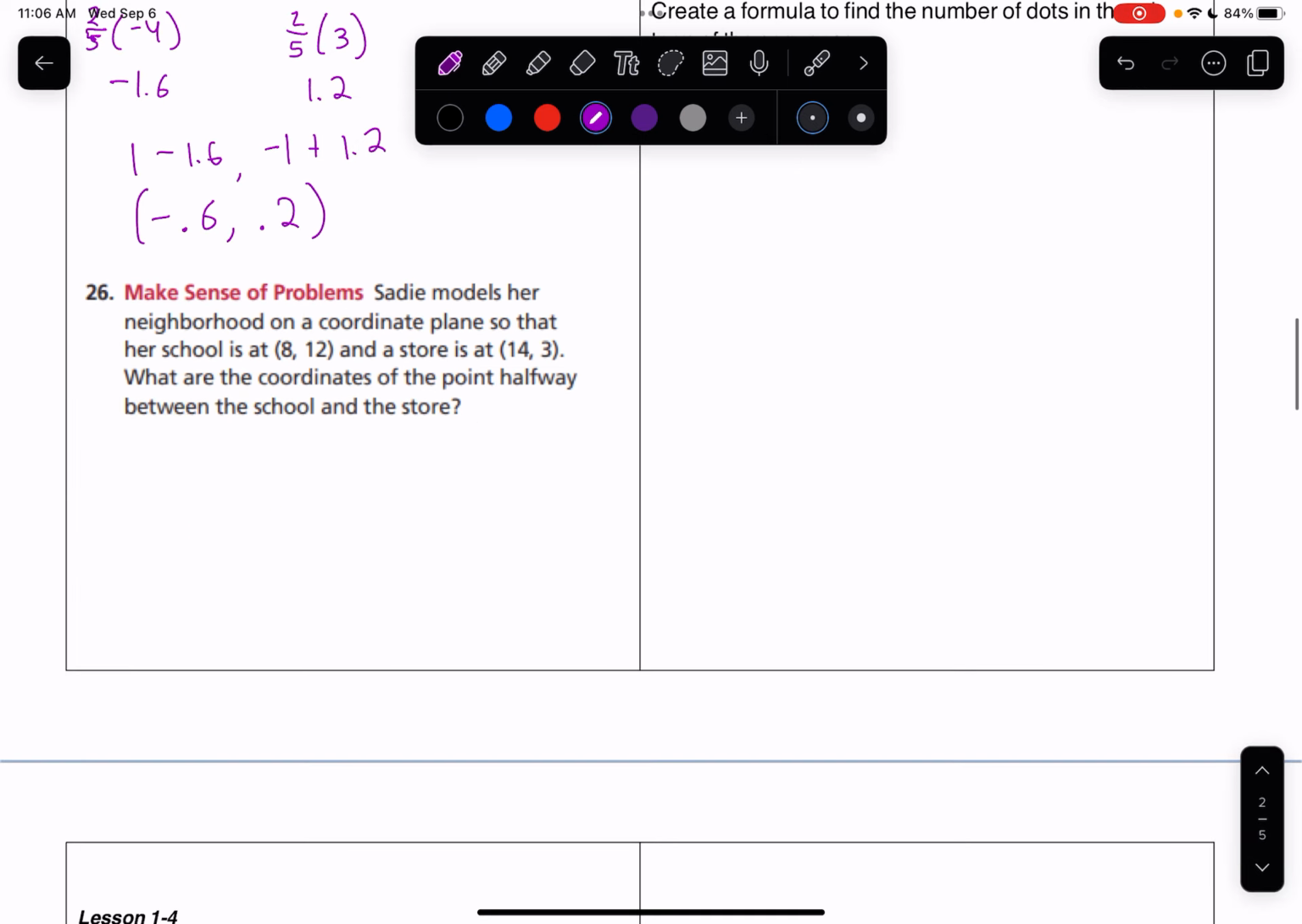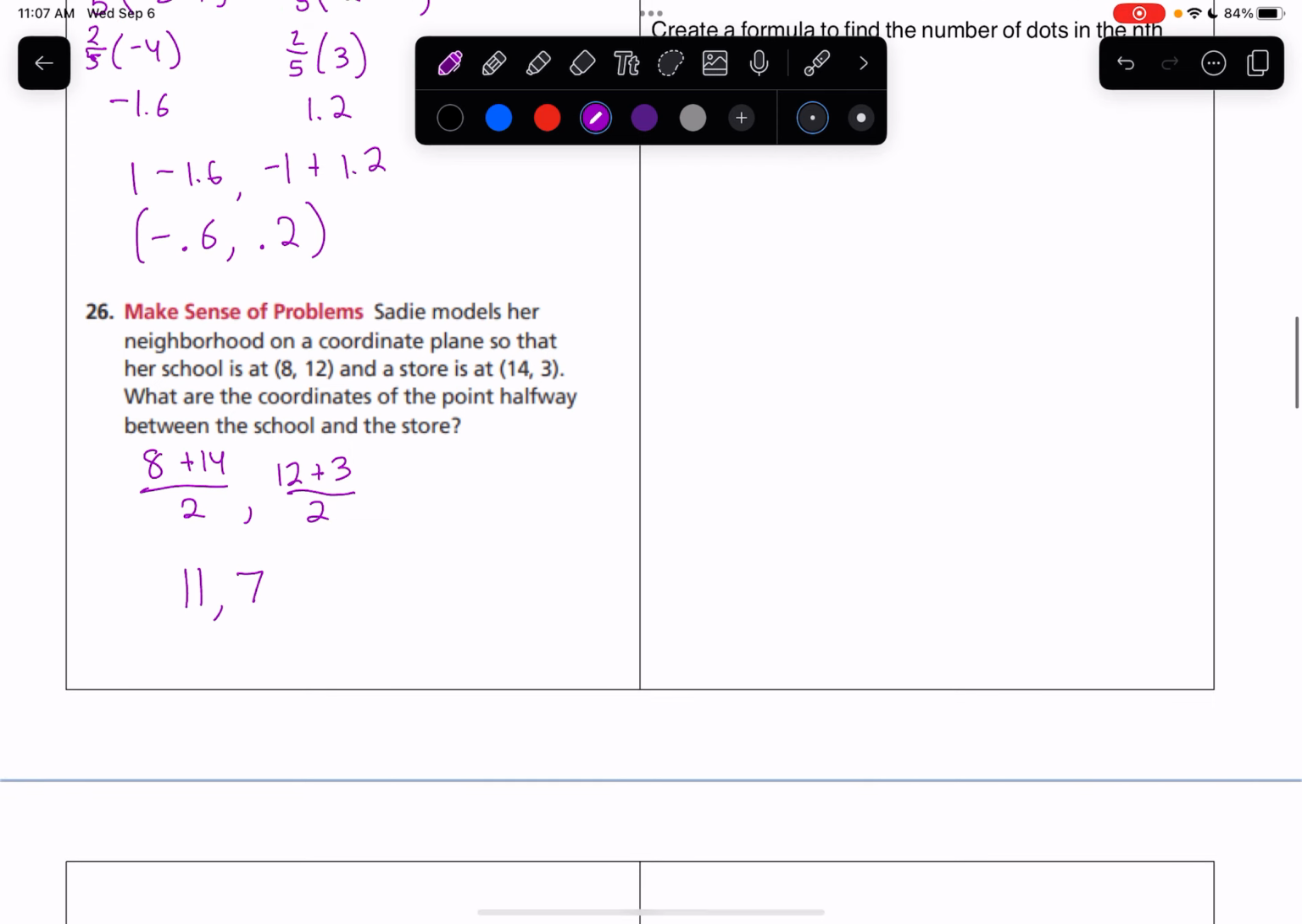Number 26, Sadie models her neighborhood on a coordinate plane so that her school is at (8, 12) and the store is at (14, 3). What are the coordinates of a point halfway between the school and the store? Of course, we're just finding the midpoint for the halfway point here. So we're adding together our x coordinates, 8 plus 14 over 2. We're adding together our y coordinates, 12 plus 3 over 2. So this is going to be 22 over 2, or 11, and 15 over 2, or 7.5. And those will be the coordinates of that midpoint.